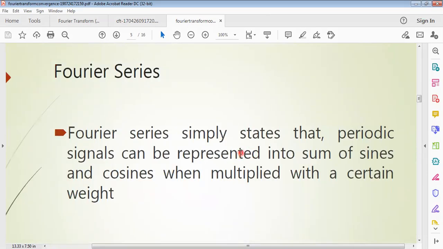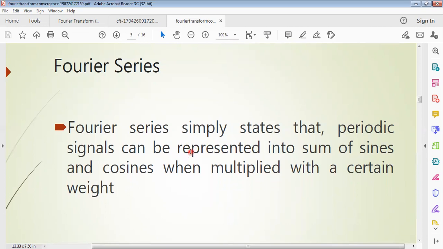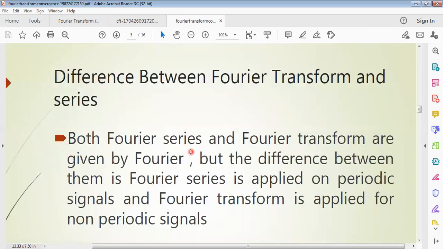Now you have studied what a Fourier series is. The Fourier series states that periodic signals can be represented as a sum of sines and cosines when multiplied with a certain weight. We have studied this Fourier series and solved many real life examples connected to it. Now, what is the basic difference between Fourier transform and Fourier series? Both were given by Joseph Fourier. You must know the historical notes on Fourier; in our previous lecture, we studied this.